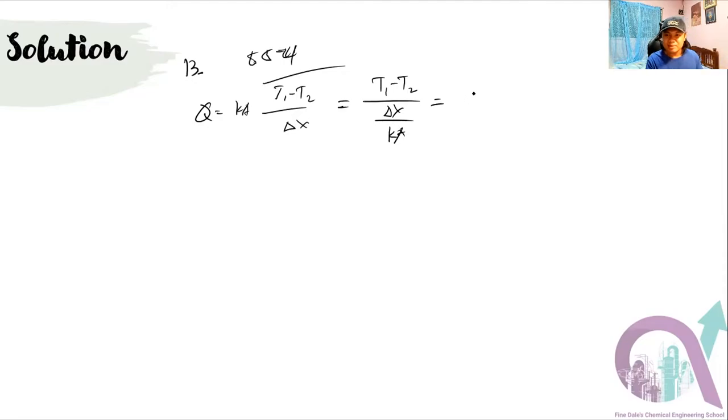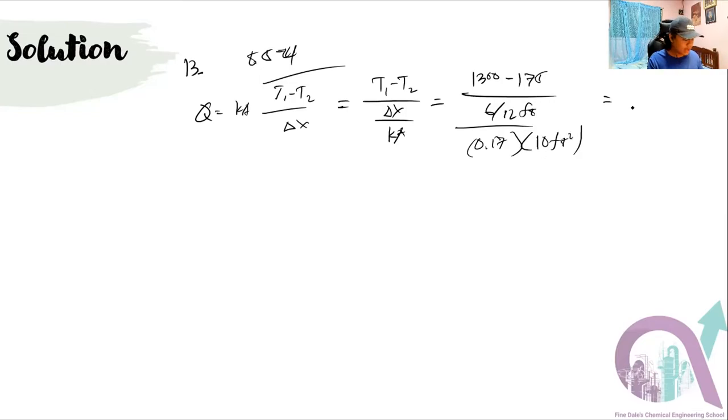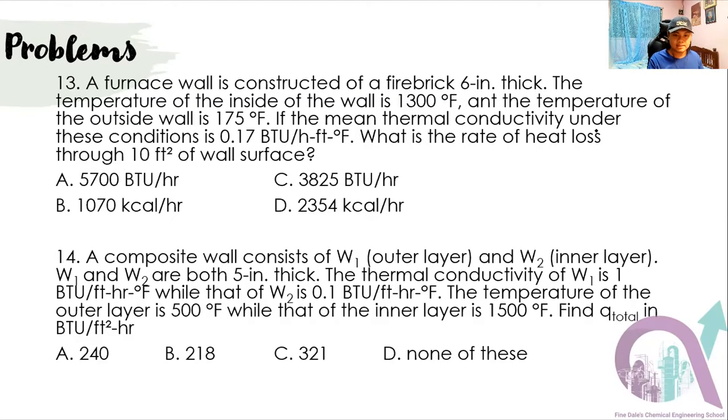So just substitute all that you know. We have 1300 minus 175, and then you have 6 over 12, so I made it fit already. And you have 0.17 here, and you have the area, 10 square feet. Then you will have 3,825 BTU per hour. Let's see. That's letter C.